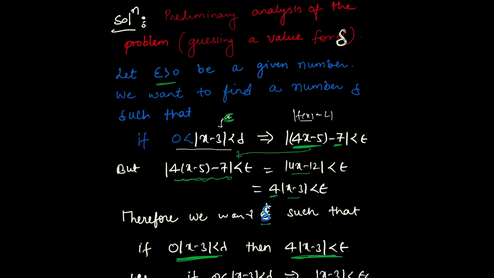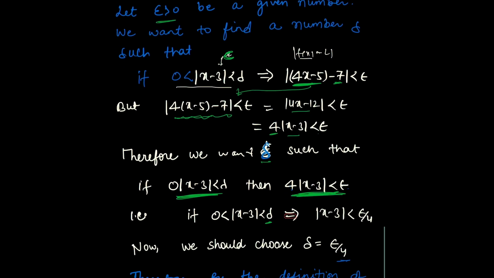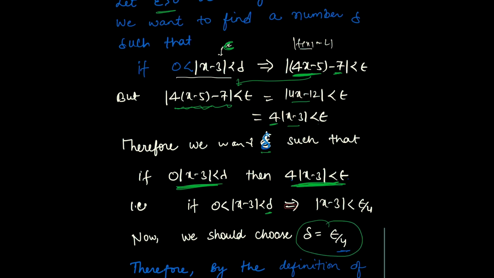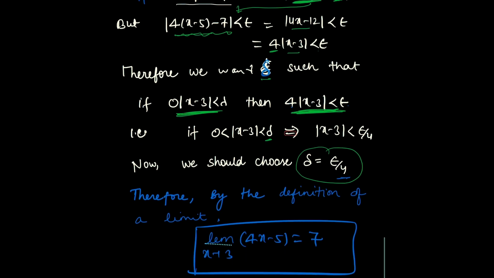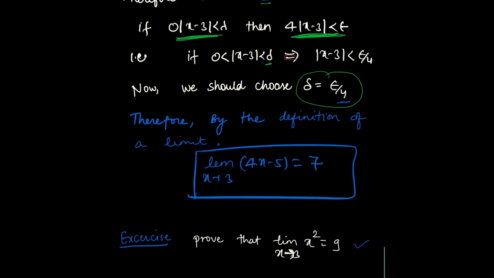Now we will compare these. So the value of delta will become epsilon by 4. So by the definition, the limit as x tends to 3 of 4x minus 5 equals 7. Okay, so we can try more examples on the basis of the epsilon delta definition. This is an exercise for you.